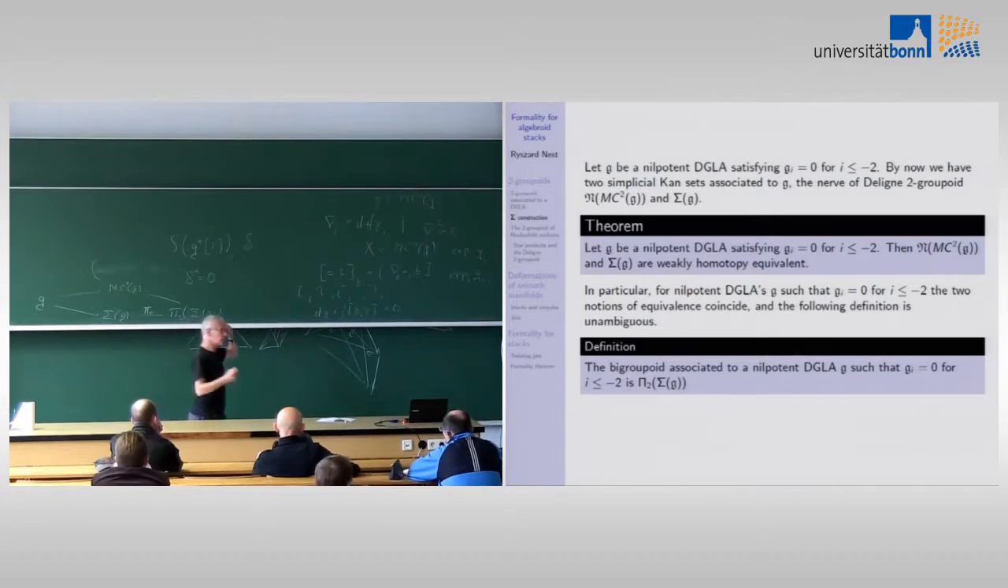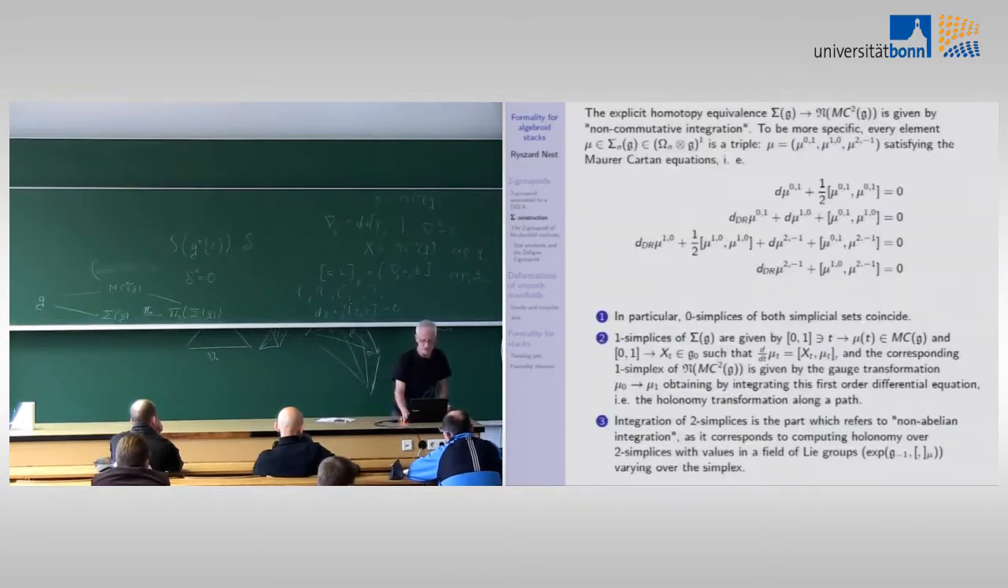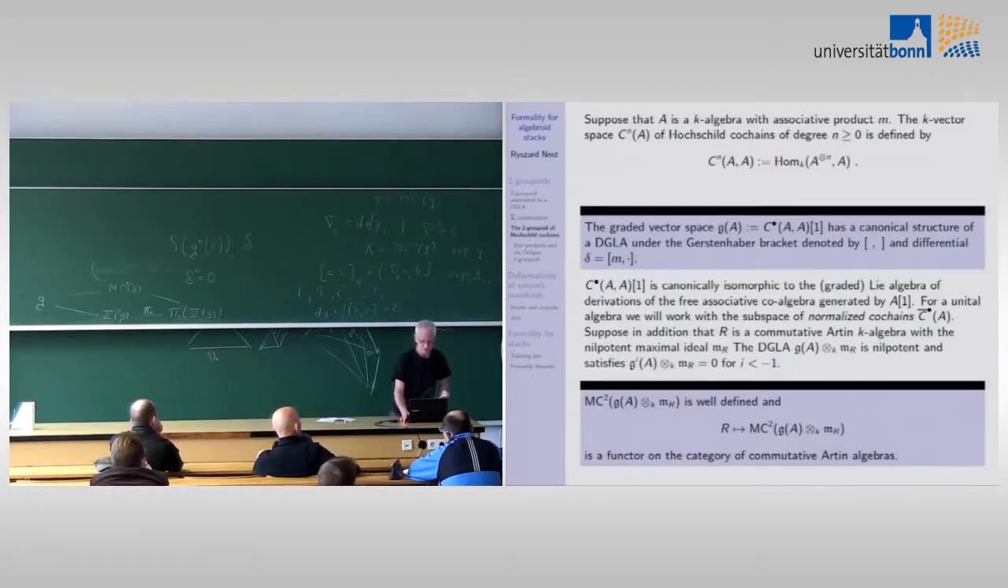I actually need it because, okay, let's get there. I won't explain this one, I don't think there's that much time. So how do you prove it? You construct an explicit map from here to the nerve of this one, and it's a kind of construction of higher holonomy groups.